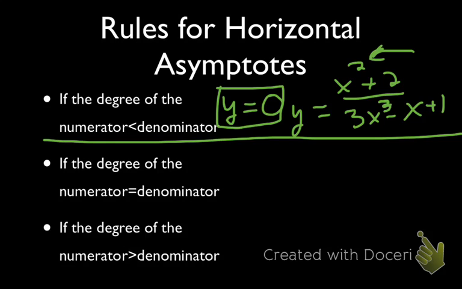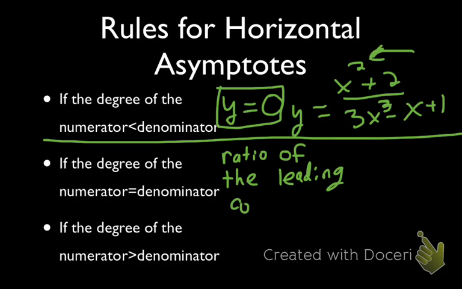If the degree of the numerator is equal to the denominator, then the horizontal asymptote is the ratio of the leading coefficients. So the ratio of the leading coefficients. We had situations where we looked at it and kind of saw the pattern that when the ratio was 1 over 2, that was our horizontal asymptote.